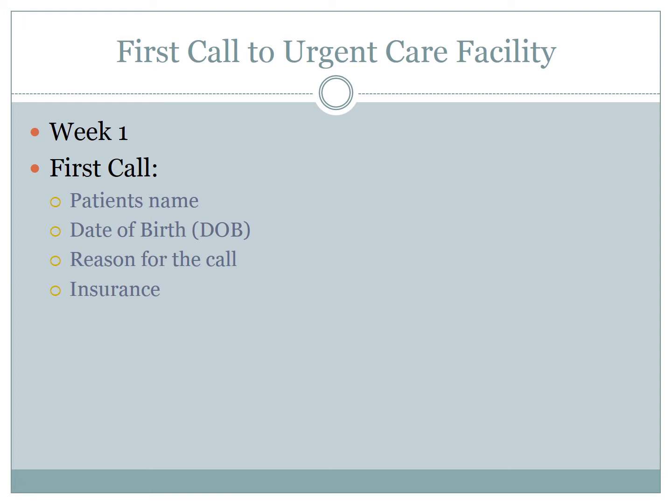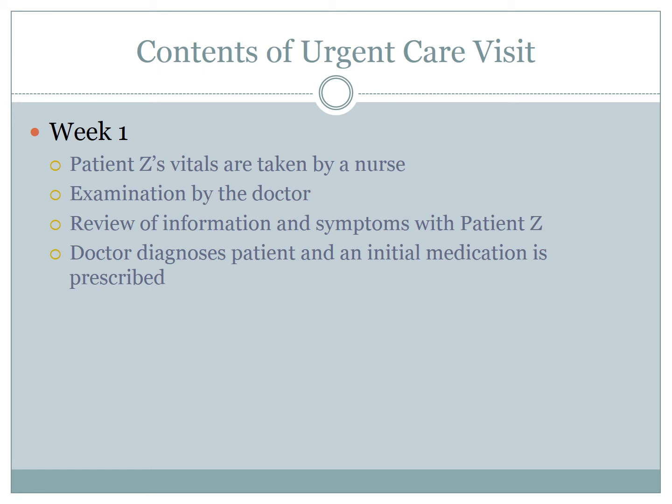During the patient's first call to the urgent care facility, this information will be needed: the patient's name, their date of birth, the reason for the call, and their insurance information. During patient Z's first visit to the urgent care facility, their vitals will be first taken by a nurse. They will then be examined by the doctor. They will review the information with the doctor, and the symptoms will be discussed with patient Z. And the doctor will hopefully be able to diagnose the patient, and an initial medication will be prescribed.